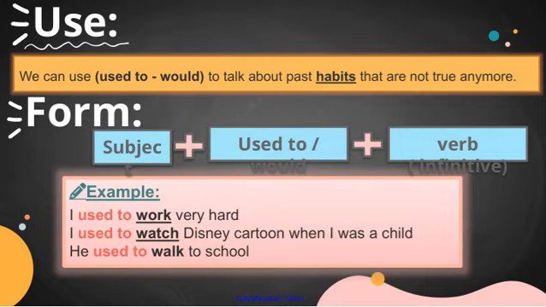Today, I want to talk about how we can use used to and would to describe past habits that are no longer true. These are useful tools when we want to talk about things we did regularly in the past. The basic form is simple. We start with the subject, then add used to or would, followed by the verb in its infinitive form. For example, I might say, I used to work very hard, or I used to watch Disney cartoons when I was a child. These sentences show habits from the past that we no longer do now.